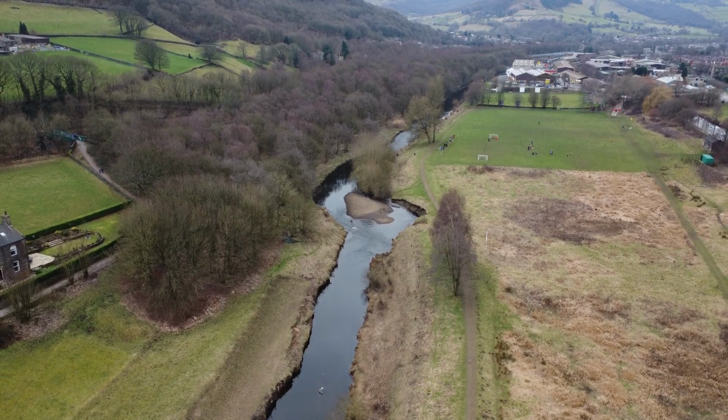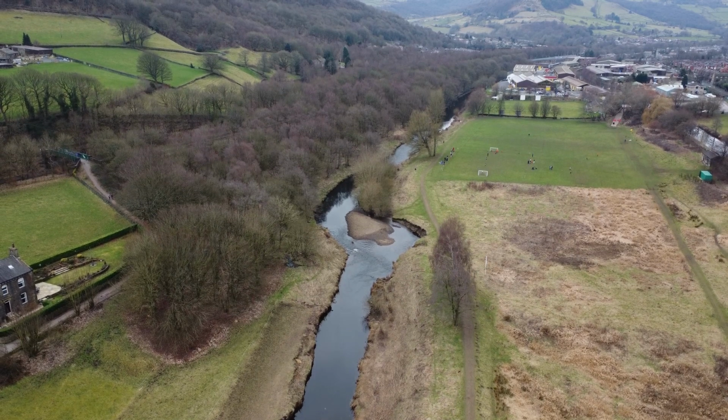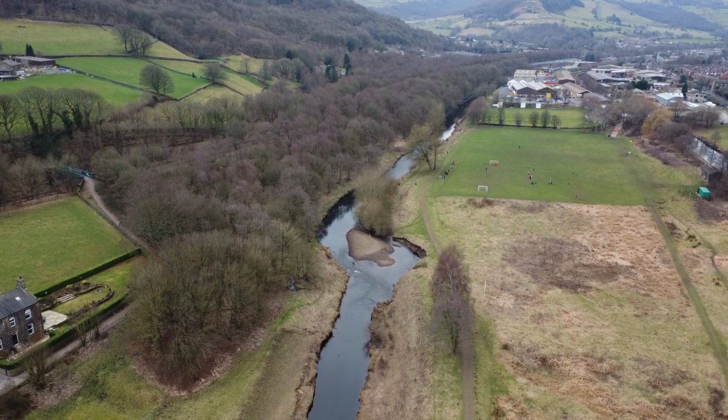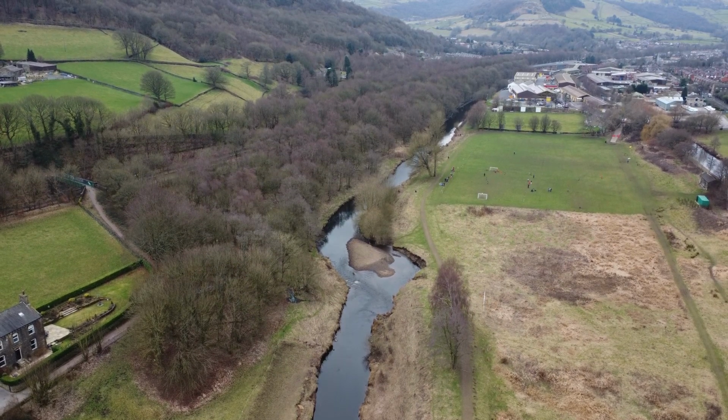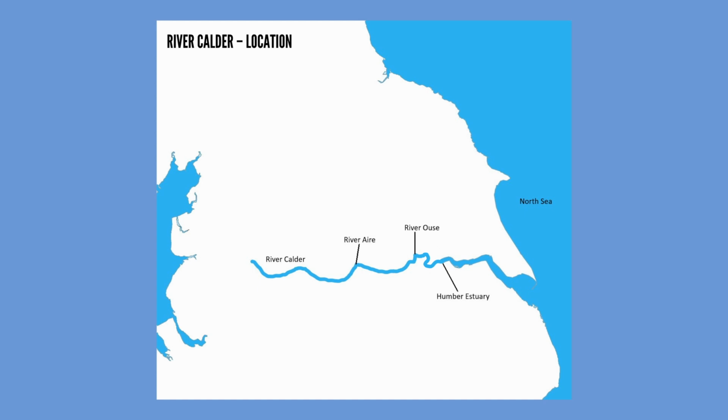An example river valley in the UK is the Calder Valley in the north of England. The River Calder's source is on Heald Moor, on the border of Yorkshire and Lancashire, and it eventually flows out into the North Sea. In its lower course, the Calder joins the River Aire, which then joins the River Ouse, finally flowing through the Humber estuary.